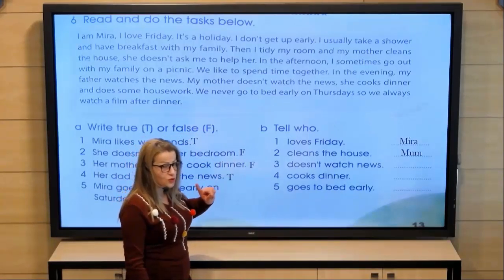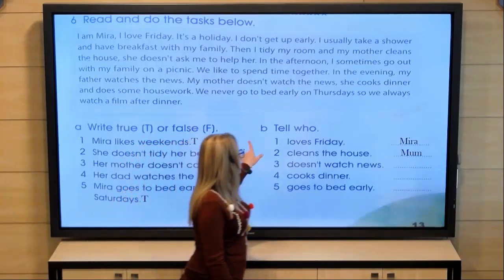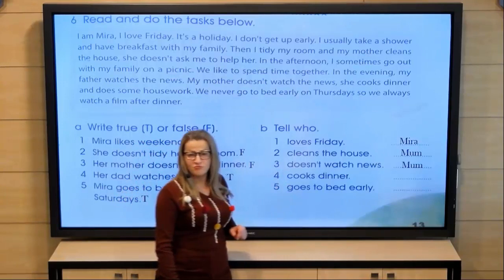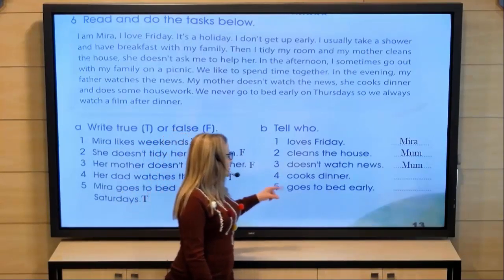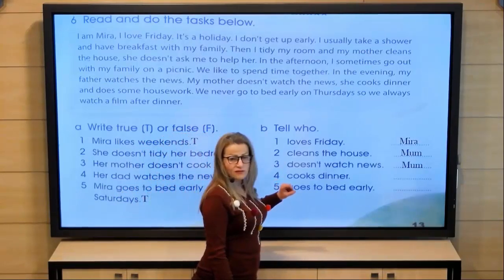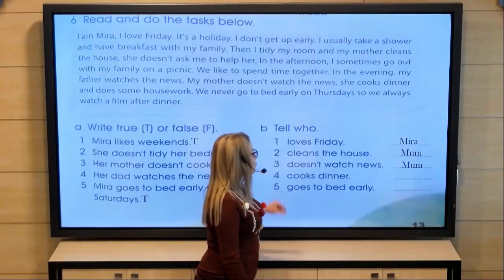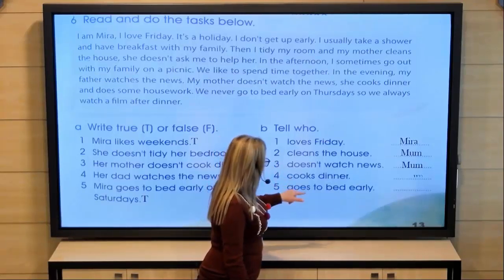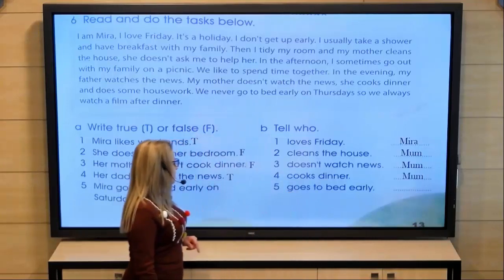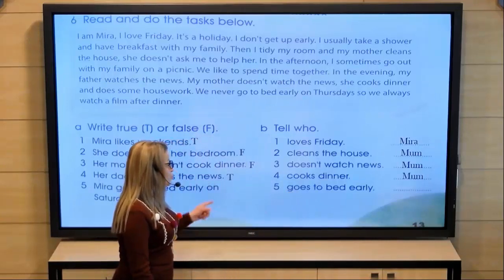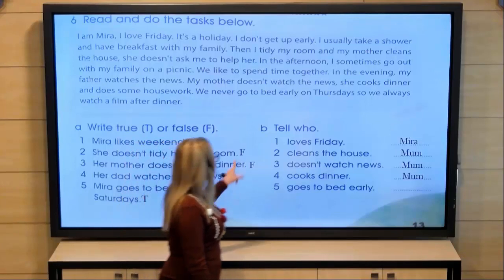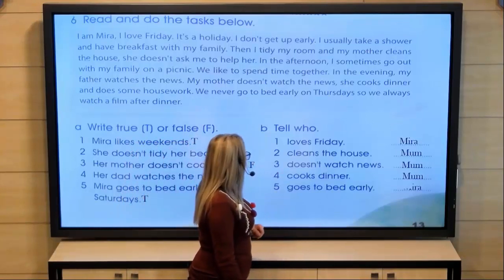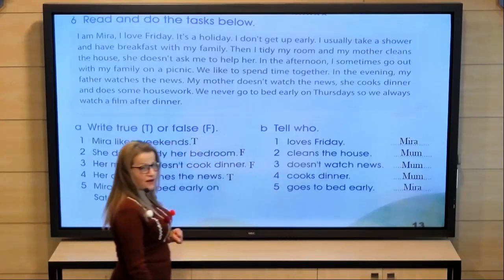Three, doesn't watch news. Who doesn't watch news? She is mom. Four, cooks dinner. Who cooks dinner? Mom cooks dinner. The last one, goes to bed early. Surely she is Mira.